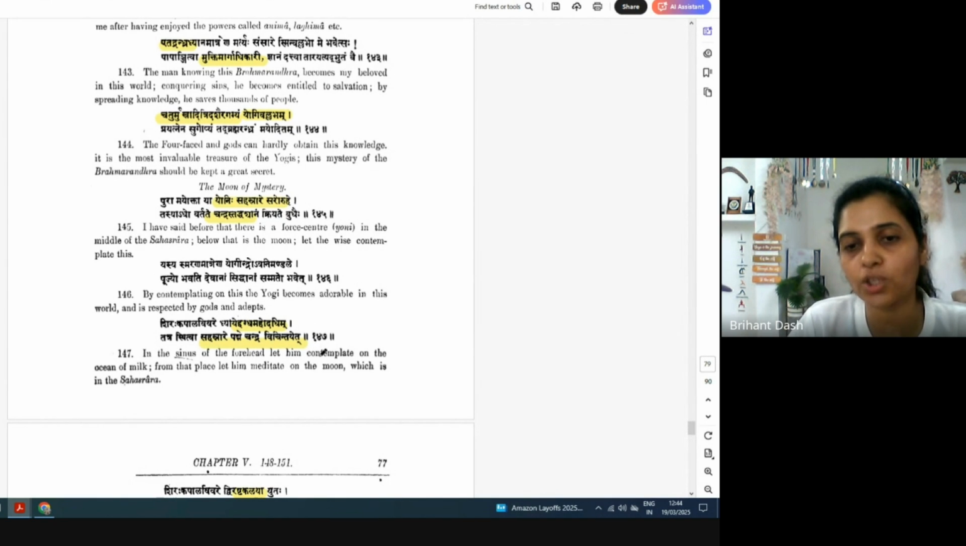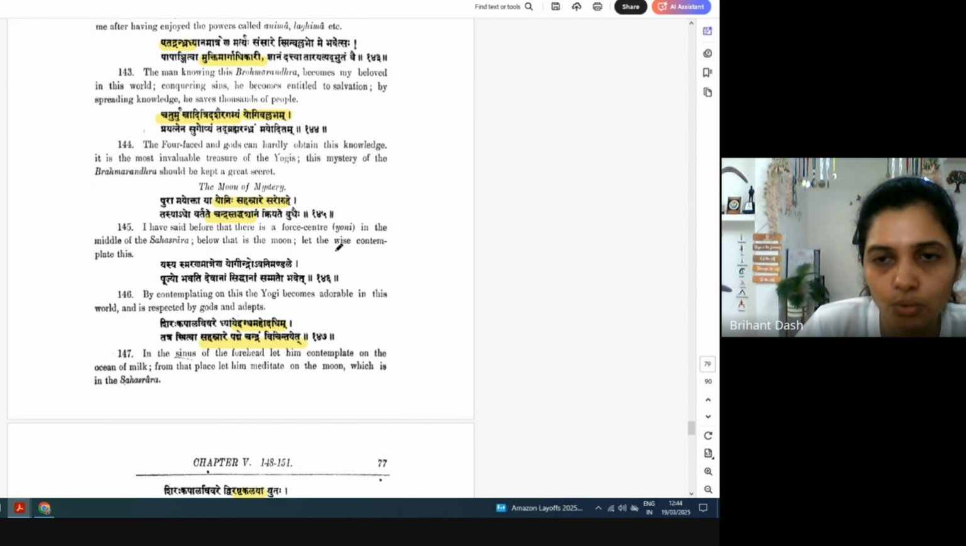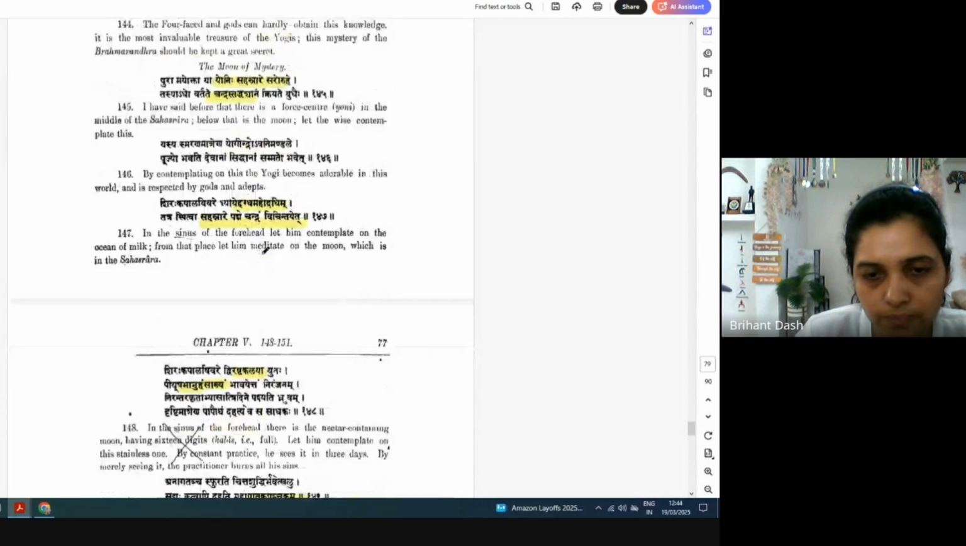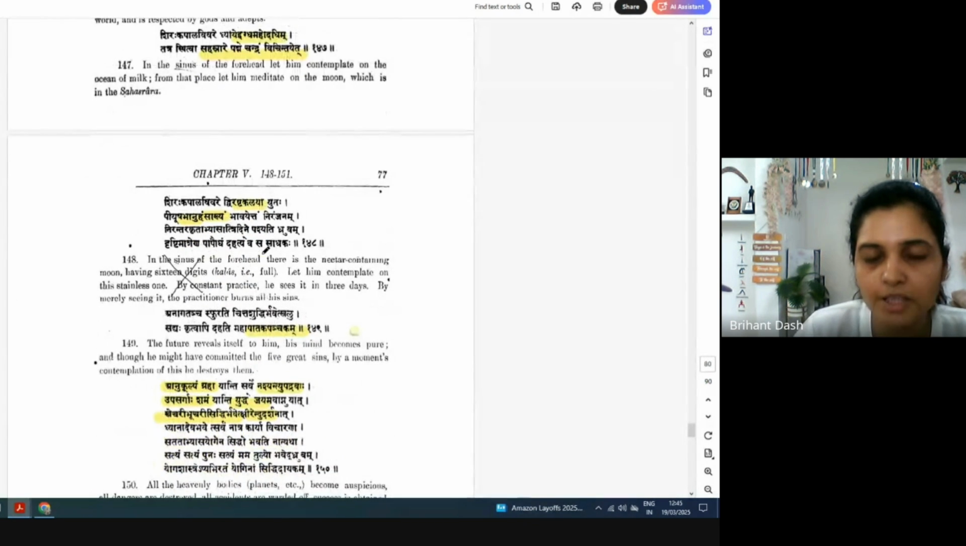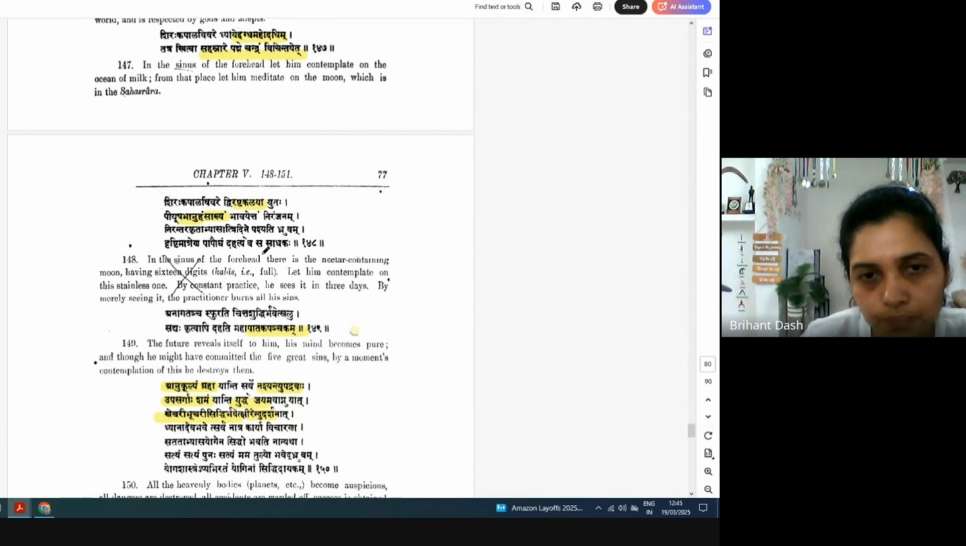And it is outside the body. In one of the shloka, it is written that it is outside the body, which is the sthan of Shastrara. I have said that there is a force yoni in the middle of Shastrar, below that the moon. Let the wise contemplate on this. In one of the shloka, they have mentioned the Shastrar is outside the body. As we see now, it is 2 fingers above your Brahmarandra.